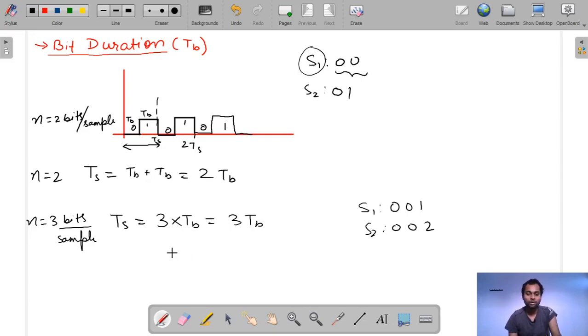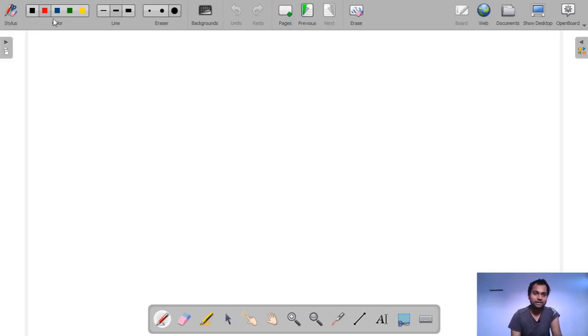So from this we got an important result that symbol duration TS is equal to n into TB. Here n is the number of bits for representing each sample and TB is the duration of each bit. So our TS is equal to n into TB. This is a very important formula. So let's come to the new formula. We will derive it from this formula only.